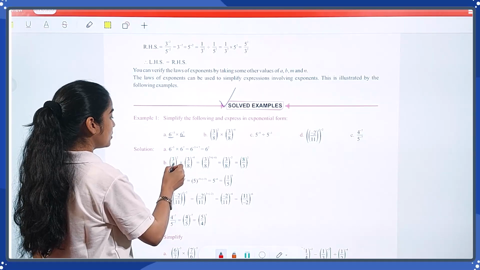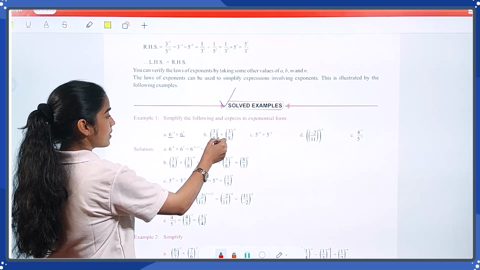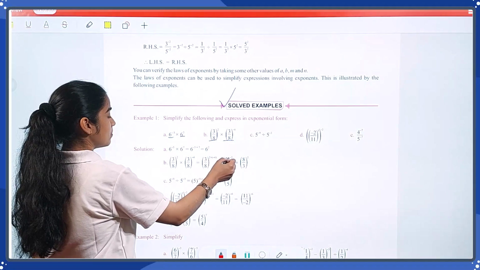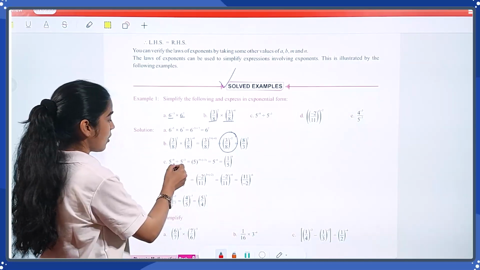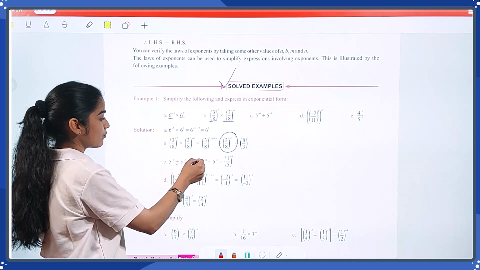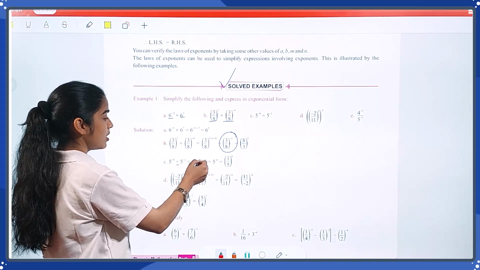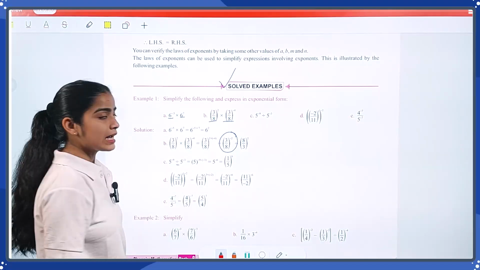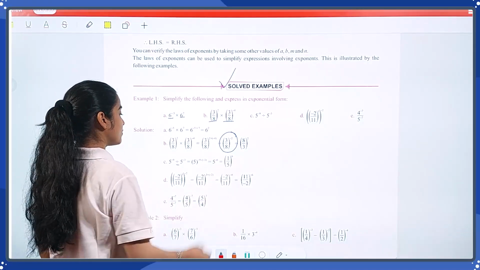Again, 3 by 8 to the power 2, and this is minus, so we have to take the reciprocal of it. Oh sorry, we have multiplied, so 2 plus minus 4 gives 3 by 8 raised to the power minus 2. Now we have division, which means we have to subtract: minus 9 minus 3 is minus 6. So 1 by 5 raised to the power 6.